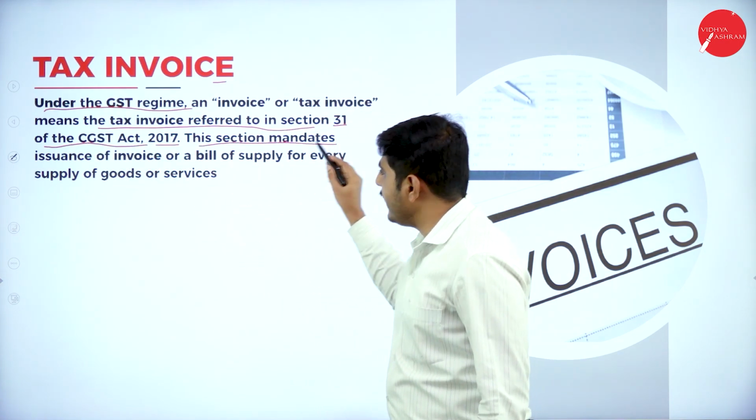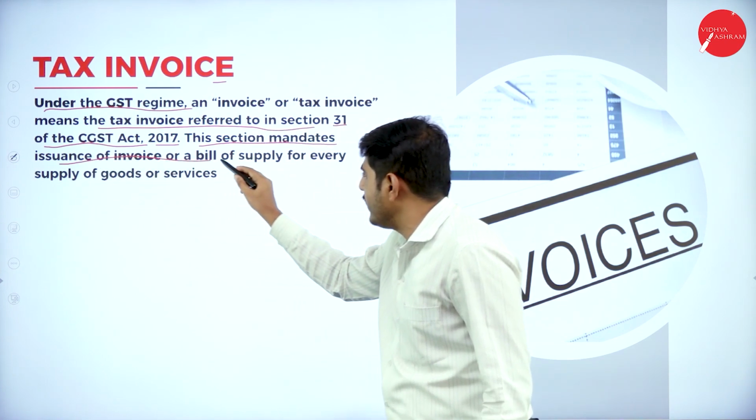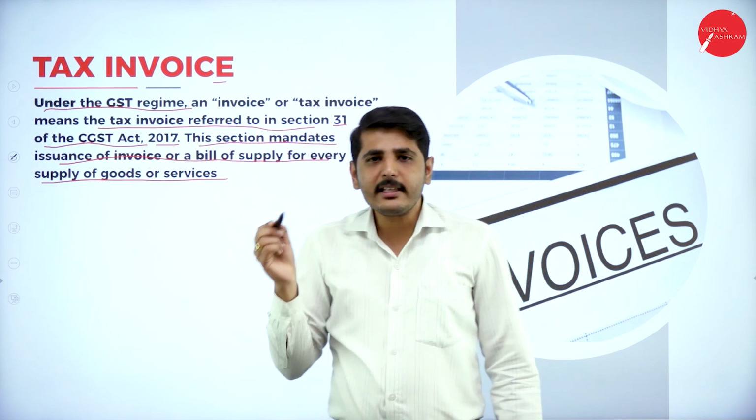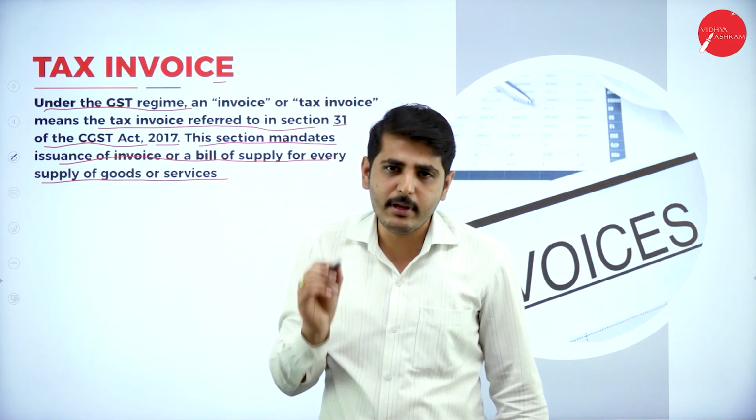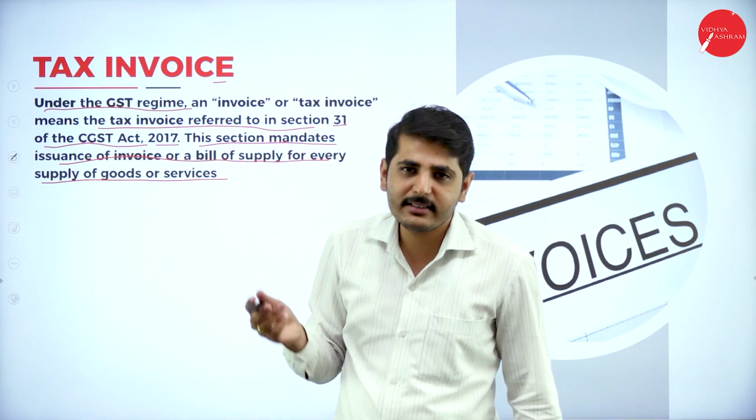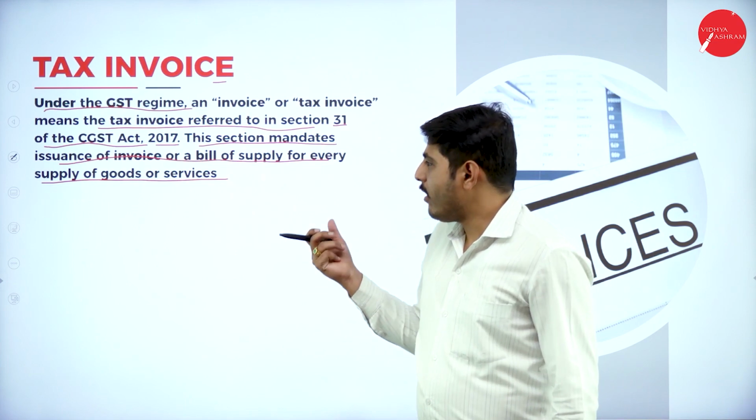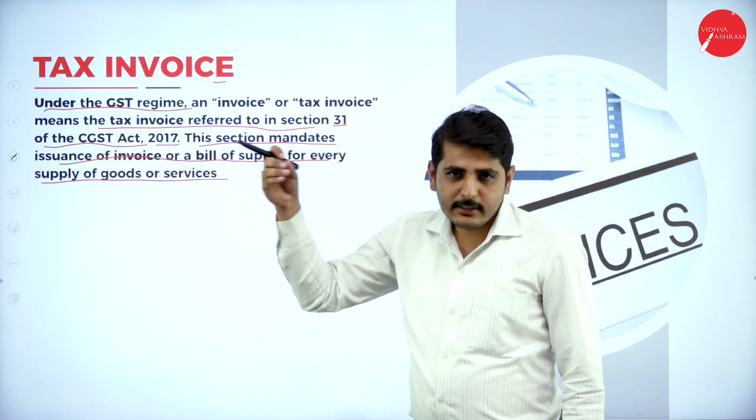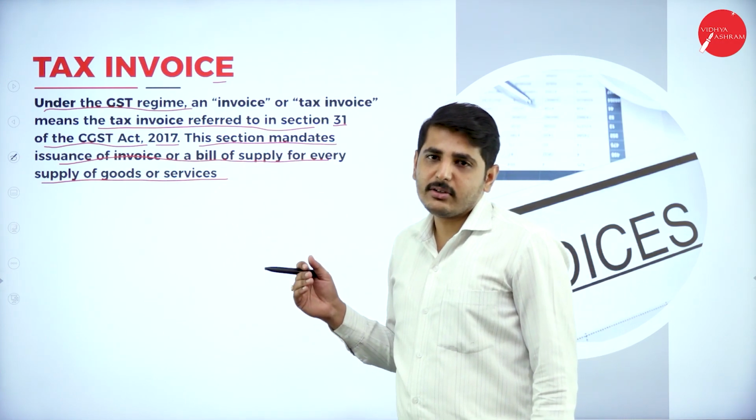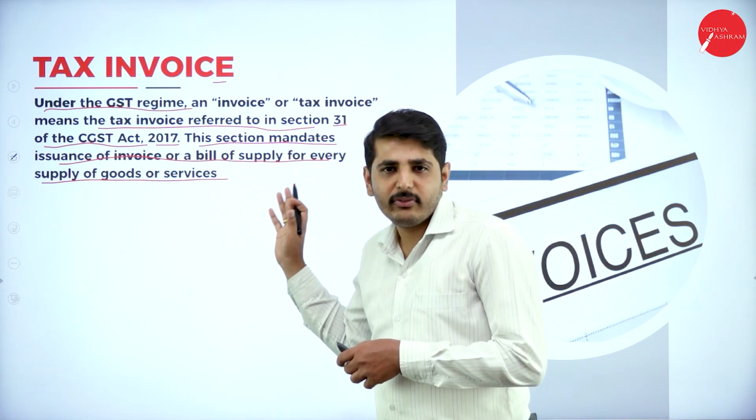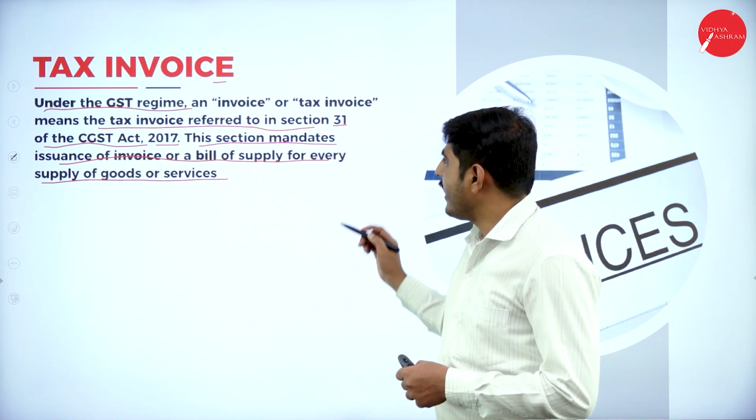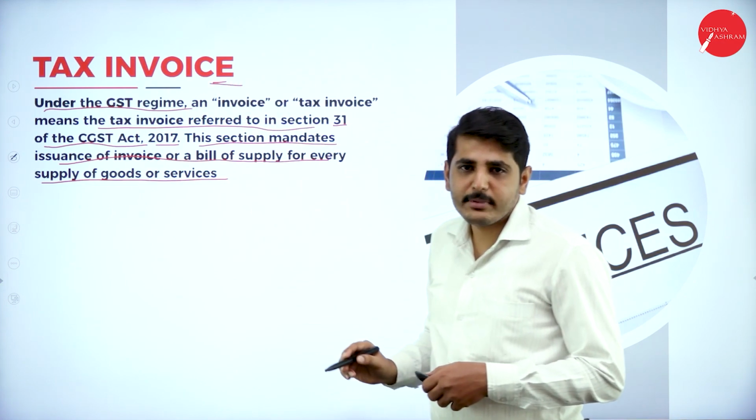This section mandates issuance of an invoice or a bill of supply for every supply of goods or service. See, as a businessman, I have to issue a bill or a tax invoice for every supply of goods. A tax invoice contains the value of the product, the quality, the quantity of the product, the date of the invoice, and also the place where we are sending the goods. All these details the tax invoice will be containing. So, tax invoice is very important, and this is a theory oriented chapter.